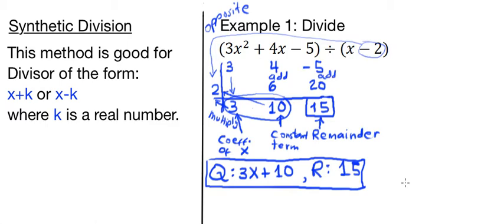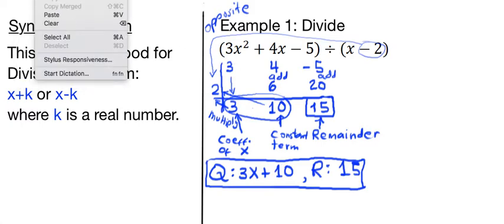Now this time this method worked beautifully because the divisor was of this form and the dividend was complete. Complete in the sense that it had the quadratic term, the linear term, and the constant. What if they give you a dividend that is not complete? Well, I will explain that to you on the next example.